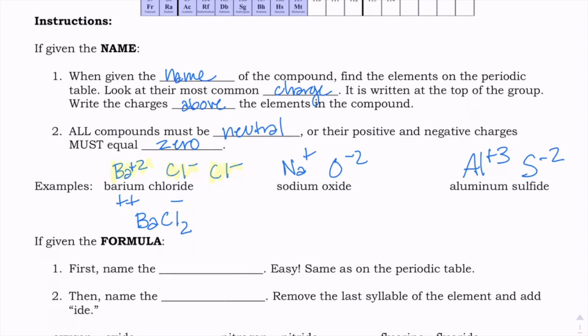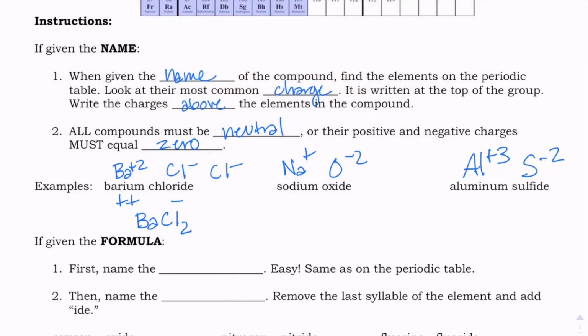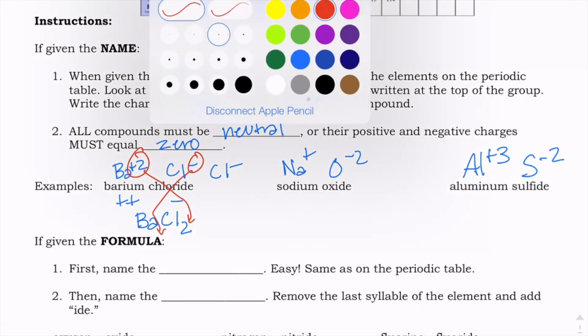So if you have 2 of these, that's 2 negative charges, and they'll cancel out with this one. Another way of thinking of that is you can just switch the charges. The charge that went with barium, that number now goes with chlorine. The charge that went with chlorine, that number 1, now goes with barium. But you don't have to show the number 1.